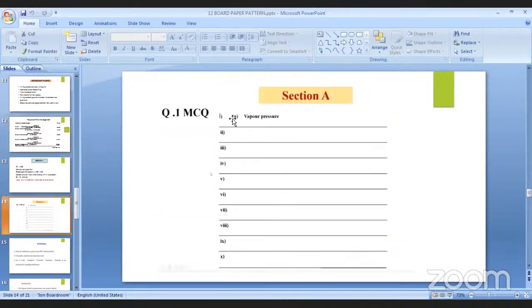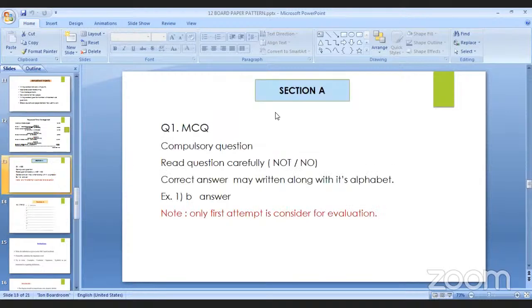Now, I have told you about the MCQ. While writing the MCQ, it should be this way. MCQ is a compulsory question. Read the question carefully. Sometimes in MCQs, words like not and no are highlighted, so you have to read them properly. Don't neglect these words, because if you do, you will tick the wrong answers. Correct answers should be written along with the alphabet. Suppose you attempt example number 1, you have to write number 1.